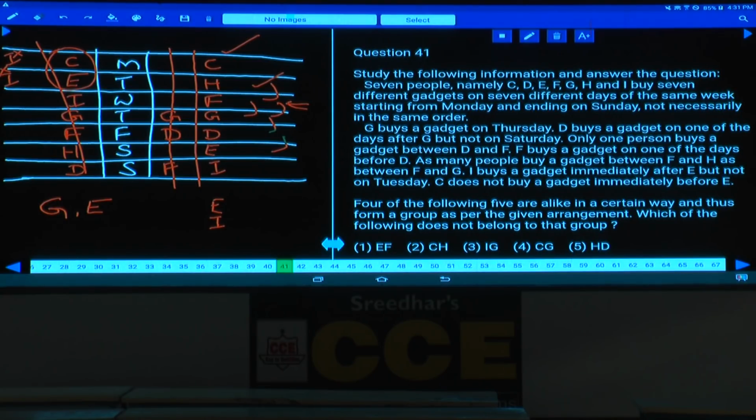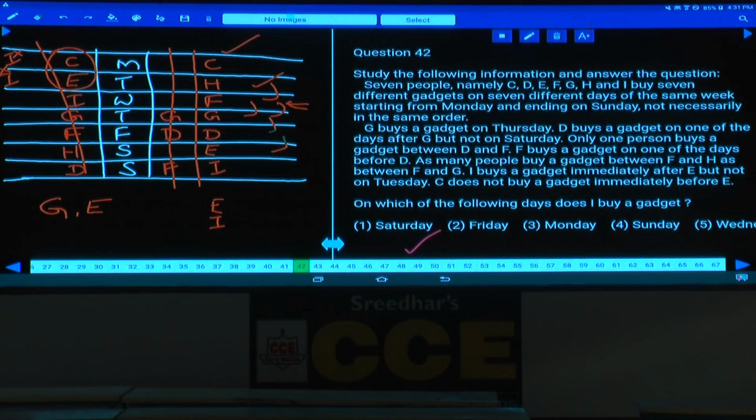Then what is the odd one here? Except in choice 2, CH, in the remaining terms, there are exactly 2 persons between these two. But whereas here in the second one, there is no person between these two. Hence choice 2 is the odd one. Then question number 42. On which of the following days does I buy a gadget? I bought a gadget on Sunday, that is choice 4.